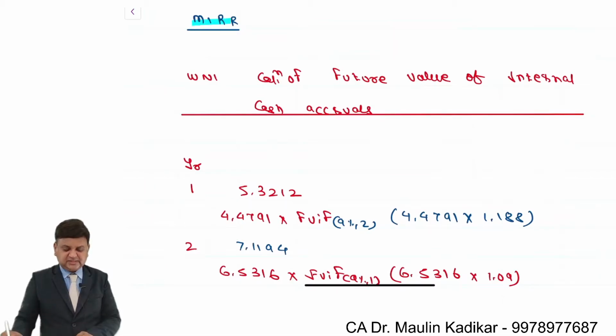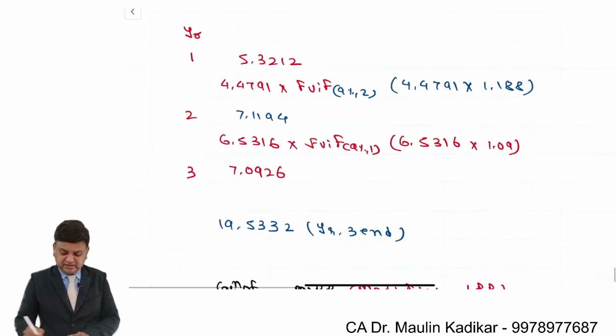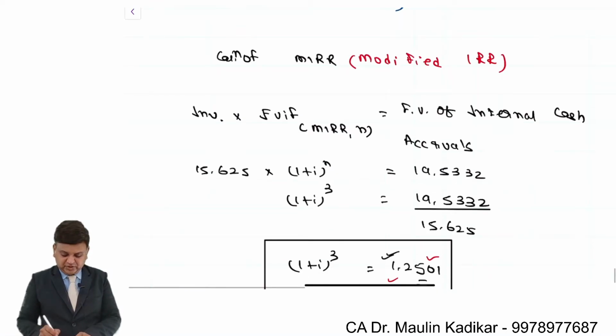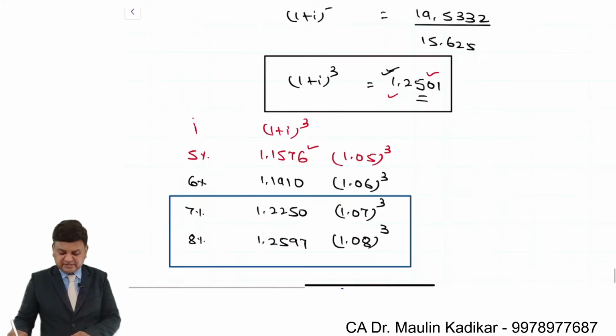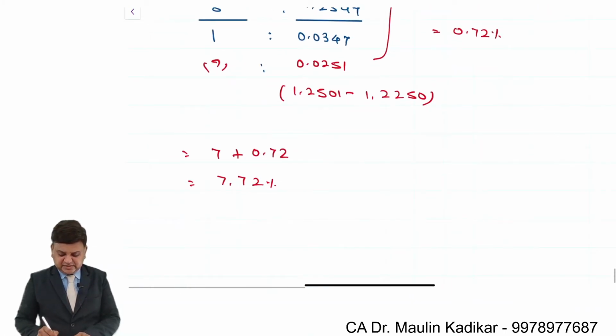Modified IRR, that is the second working that we were supposed to make. In that, the future value of the internal cash accrual with the company's cost of capital, that is 9% in our example. Year 0, this is the amount that you invest, and at third year end, this is the amount that you are getting. So the rate at which you are getting return is 7.72%. That is what we understand.